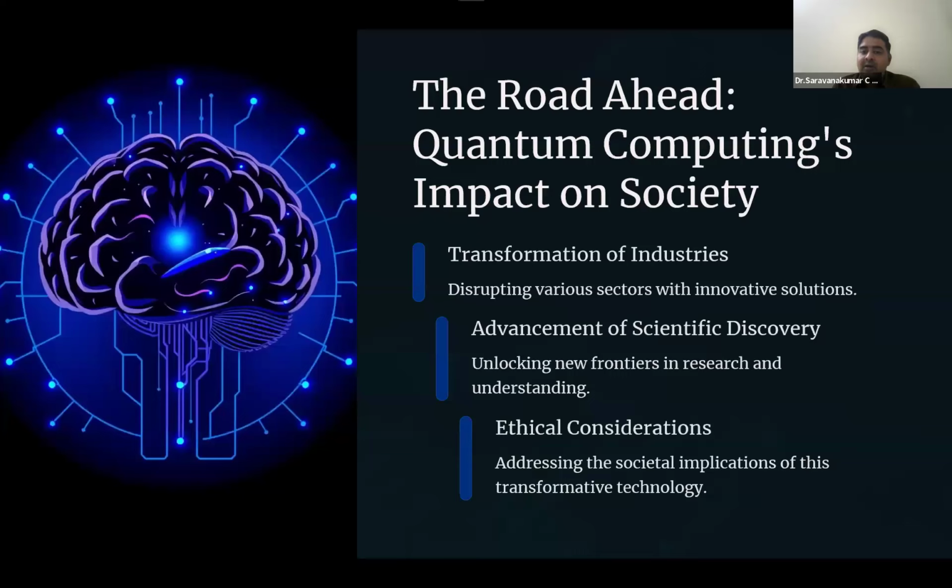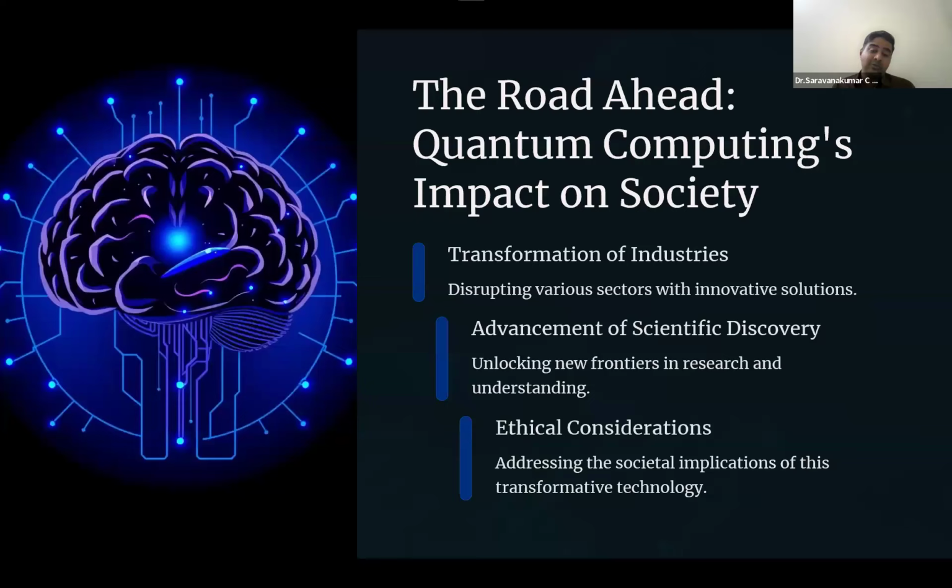It will disrupt, or already it has slowly disrupted, but we are not seeing it. Like how Gen AI is now having a disruption in every field, quantum will have a big impact. The prediction is that it will have 4x the power of impact with quantum in 3 to 4 years, disrupting various sectors with innovative solutions and unlocking new frontiers in research and understanding. Whatever scenario has not been discovered, quantum will discover, because it can work at unimaginable speed.